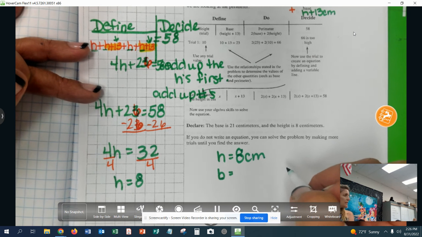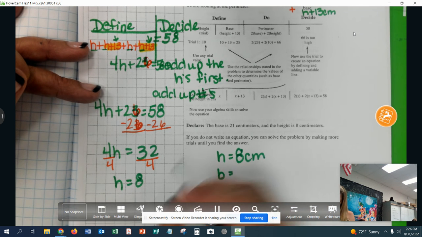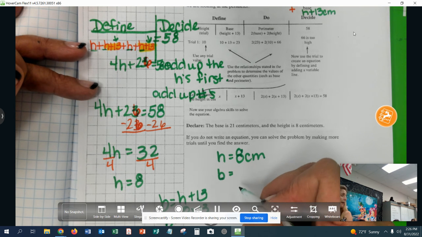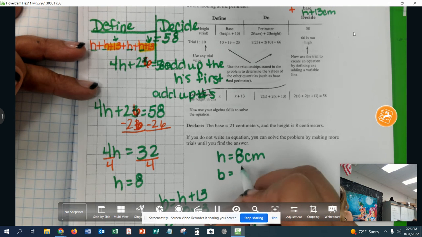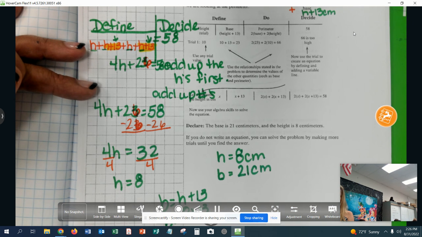But is that what the base is going to be? No, we have to add 13. So the base equals height plus 13. So I just need to say 8 plus 13. And what is 8 plus 13? Yeah, perfect. So our base equals 21 centimeters.